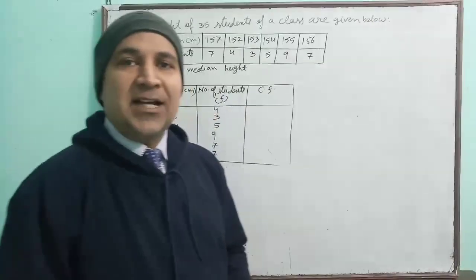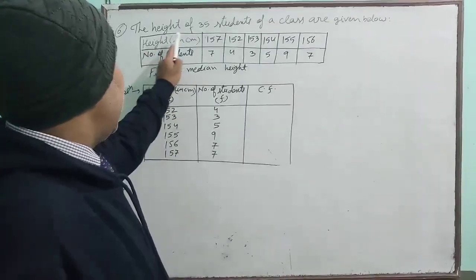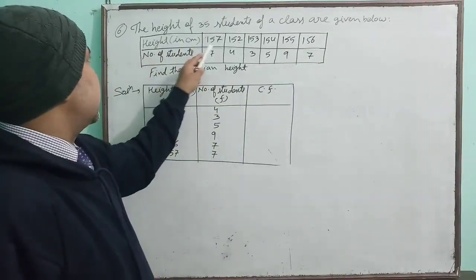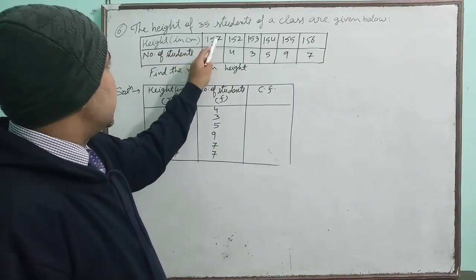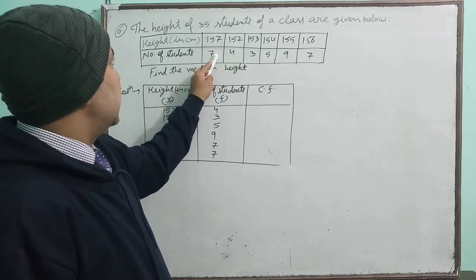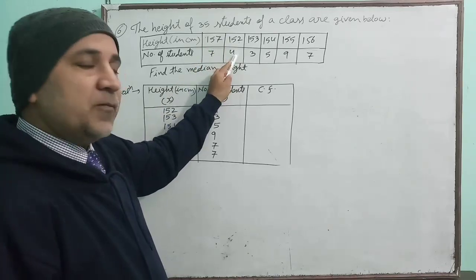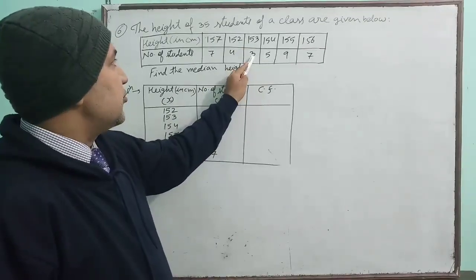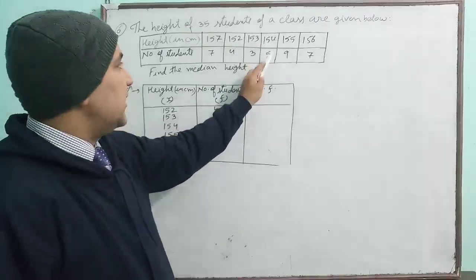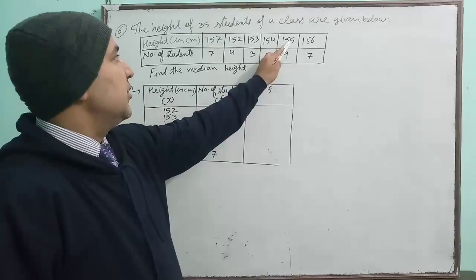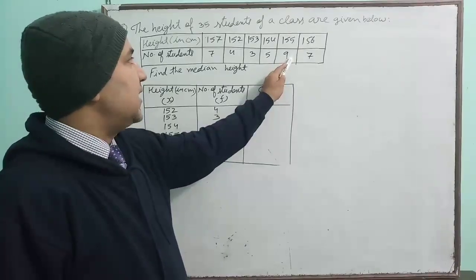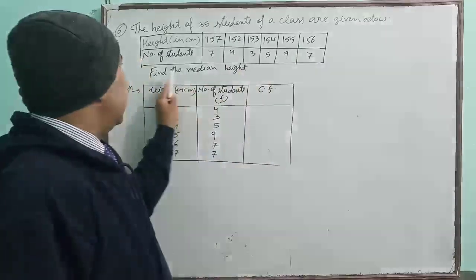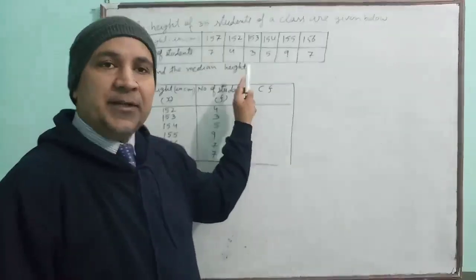Okay children, now see the last question of the day. The heights of 35 students of a class are given below. See, these are given. Height 157 centimeter, 7 students. 152 centimeter, 4 students. 153 centimeter, 3 students. 154 centimeter, 5 students. 155 centimeter, 9 students. And 156 centimeter, 7 students. Then we have to find the median height.